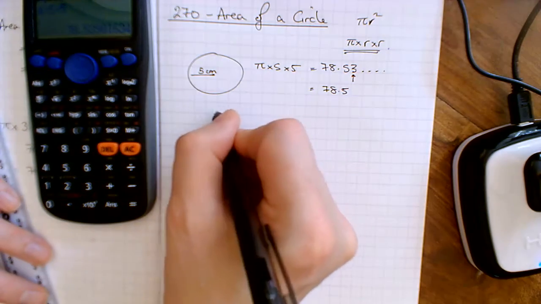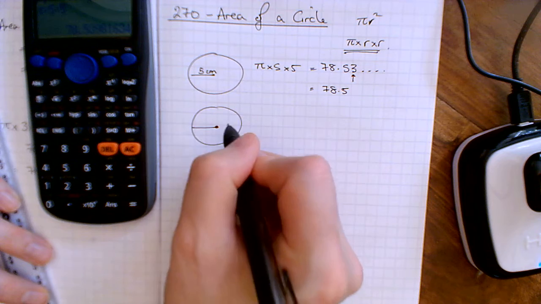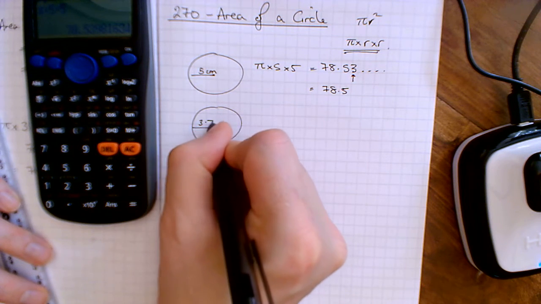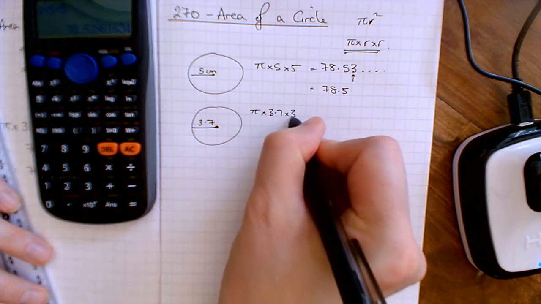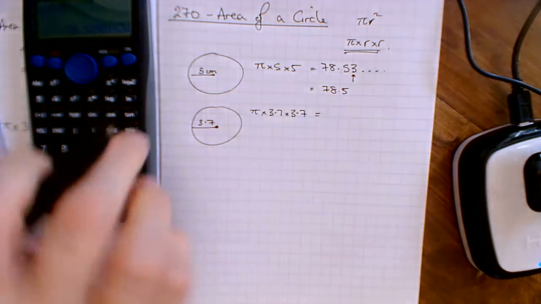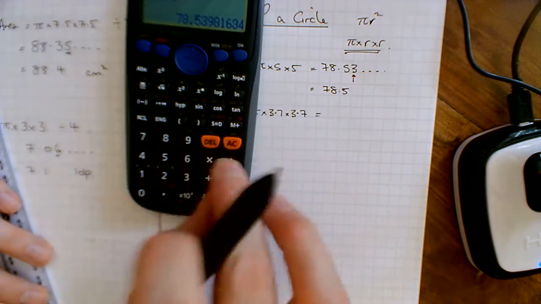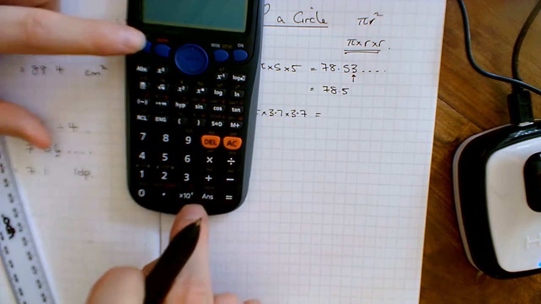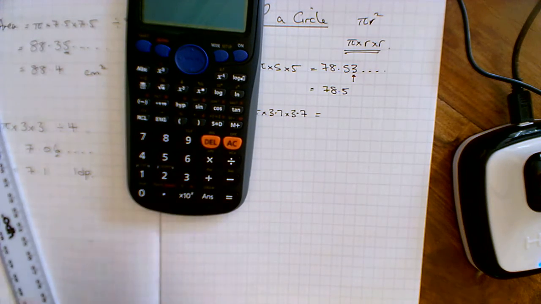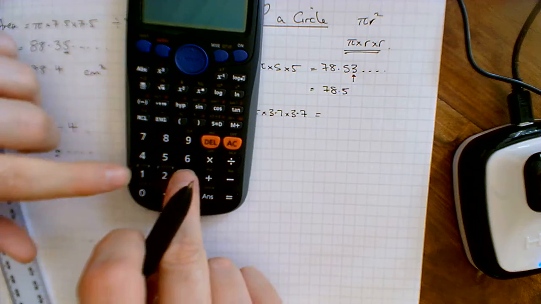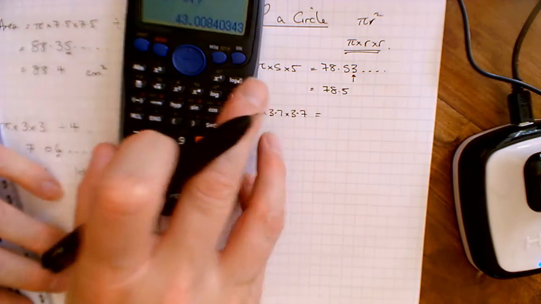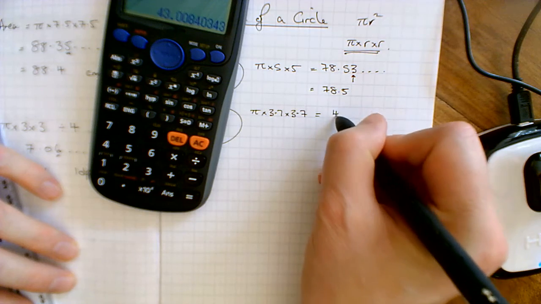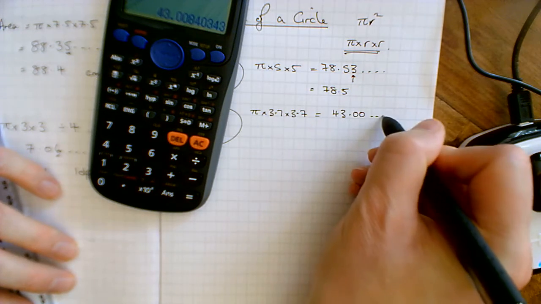Next question, I've got a circle again, and I've got 3.7 this time. So the area is just pi times 3.7 times 3.7. No big deal, I'm not worried about these numbers. Take the calculator, do the calculation, shift, and then the pi button, times 3.7 times 3.7. The answer this time is 43.00, that runs off forever.